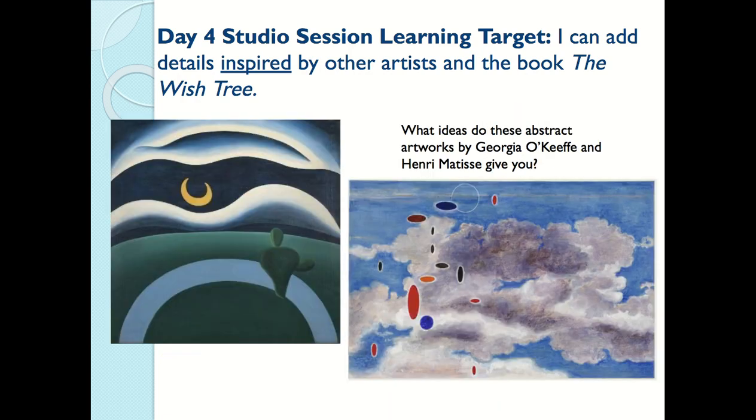But let's take a look at how some other artists are inspired by nature. This first painting on the left is by the American artist Georgia O'Keeffe. Look how she uses many lines that have soft, simple curves, and how those curved lines create big curved shapes. This shape looks like the moon and reminds me of the moon in the story, The Wish Tree.